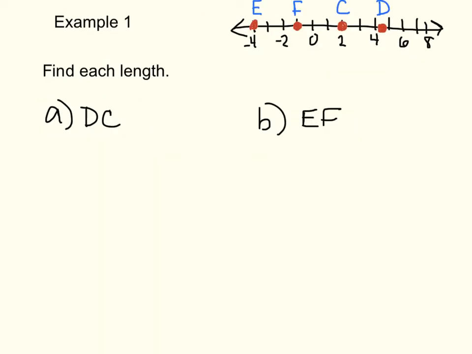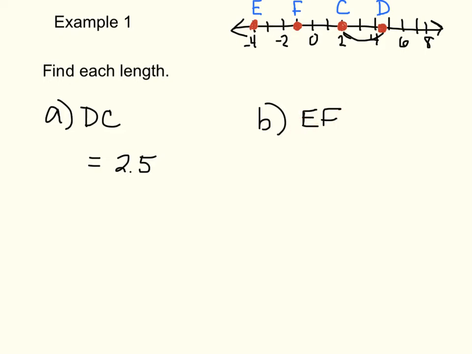In example 1, I have drawn a number line for you. The points E, F, C, and D are labeled with a red point. The directions say to find each length. So if you look at A, it says DC. You have to understand that that means the length. What is the distance from D to C? So we look from D to C. Now, pretty obvious here that when you're talking about D to C, you're talking about 4.5 and 2. What's the distance from 4.5 to 2? Obviously, you subtract them and take the absolute value. The distance would be 2.5.